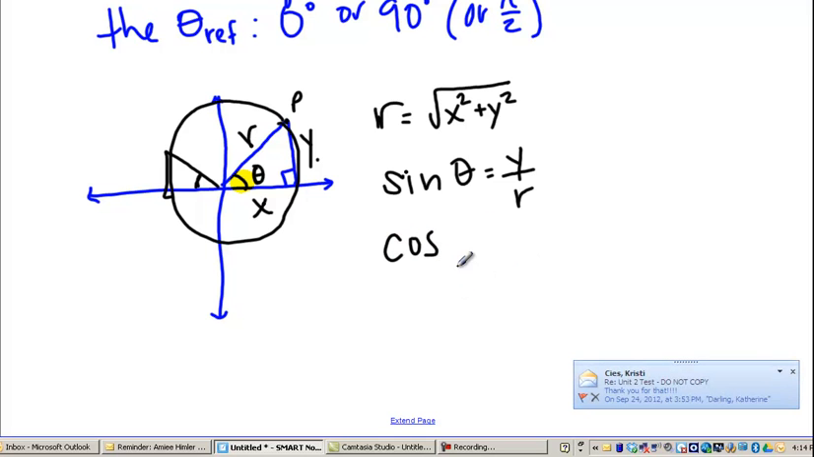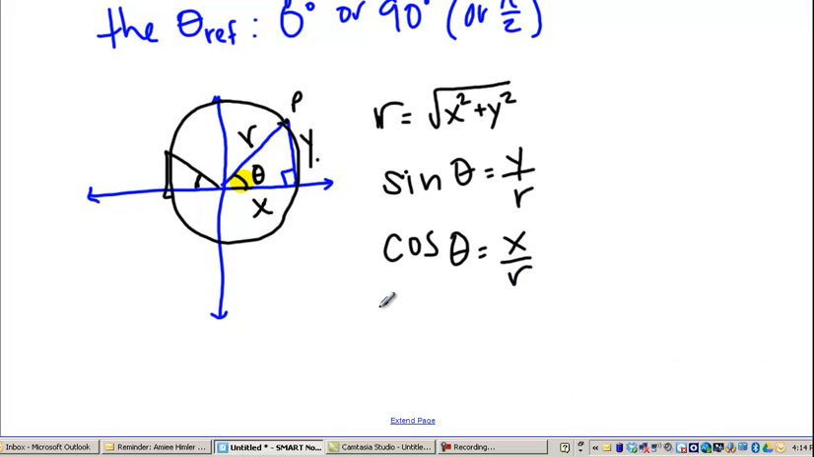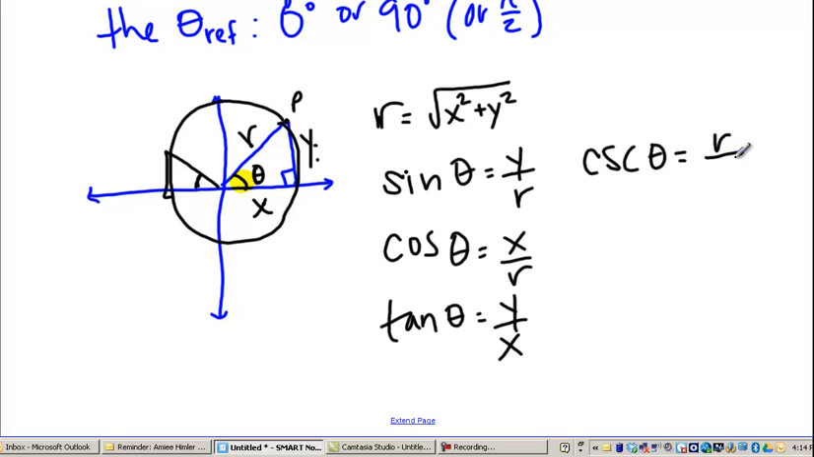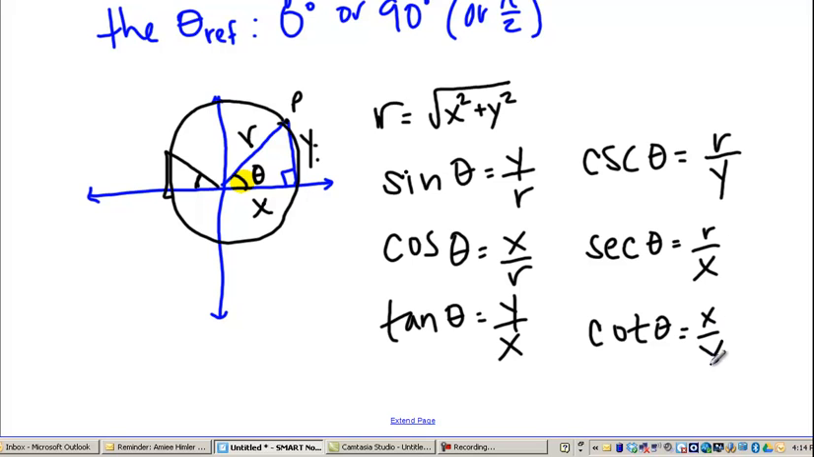Cosine of theta is x over r. Tangent, we know, is opposite over adjacent, so our opposite to theta is y over x. Cosecant, if I'm going too fast, guys, please pause. Cosecant is r over y. Secant of theta is r over x. And cotangent of theta is x over y.